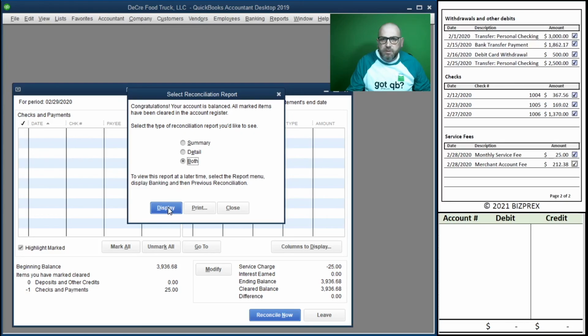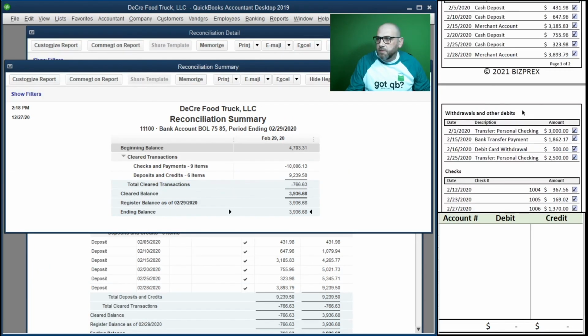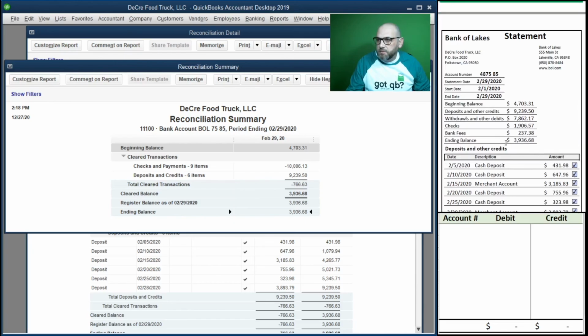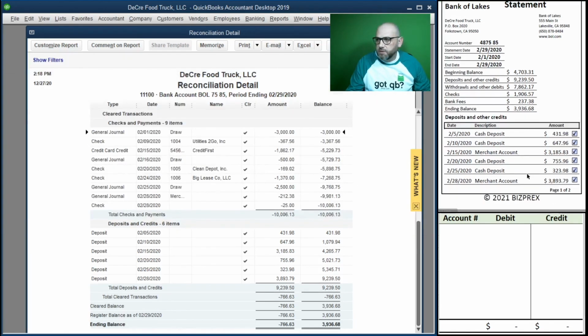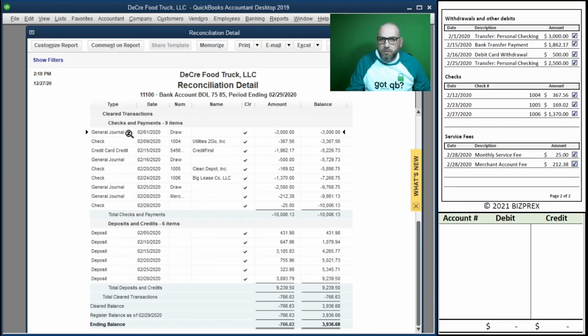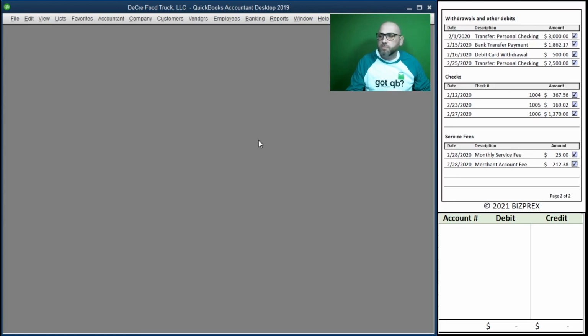All right, let's go ahead and display both. All right, ending balance. Yep, matches 1 for 1. So you can print it for your records and attach it to the statement. What about the details? Let's take a look. So our deposits, yes, they match. All right, what about our checks and payments? Let's take a quick look. Reconciliation, yes, everything matches. So you can see everything is here. We're good to go. We're finished with the month of February.